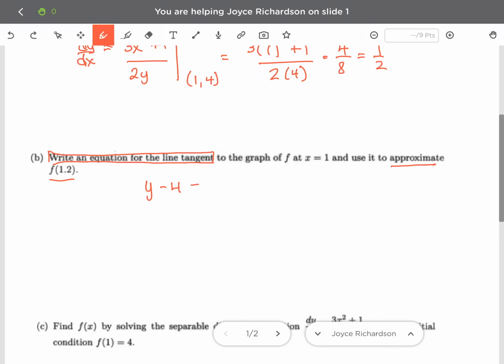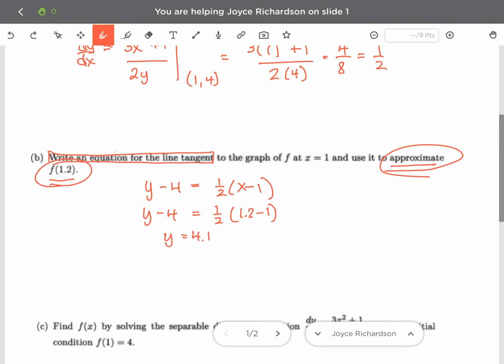So I have y minus 4 is equal to 1/2 times x minus 1. That's 1 point. Then it says to use it to approximate f of 1.2. So you can solve for y in that, and we can do 1/2 of 1.2 minus 1, right? And so we can solve for y. If we solve for y, we get 4.1, but when it says to approximate, some of you forgot to use that. f of 1.2 is approximately 4.1.